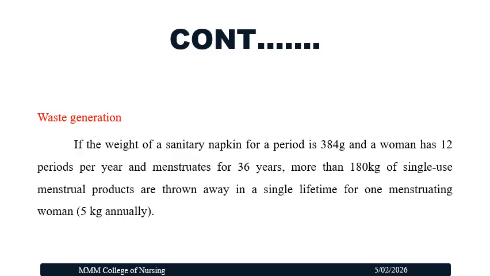Waste generation: if the weight of the sanitary napkins for a period is 384 grams, and a woman has 12 periods per year, menstruating for 36 years, then more than 180 kg of single-use menstrual products are thrown away in a lifetime by one menstruating woman. That is 5 kg annually that we are disposing of as menstrual products.